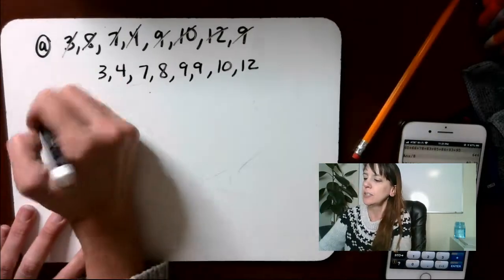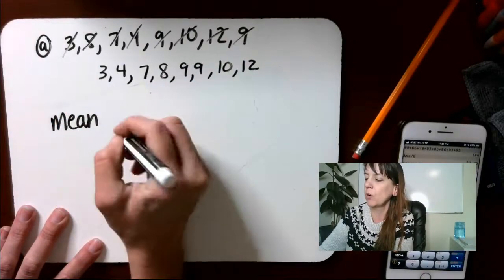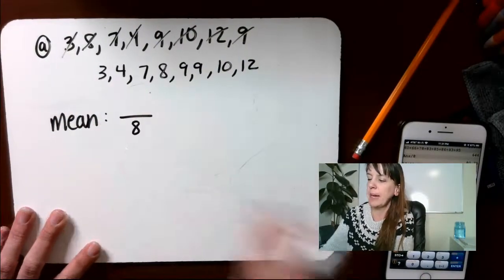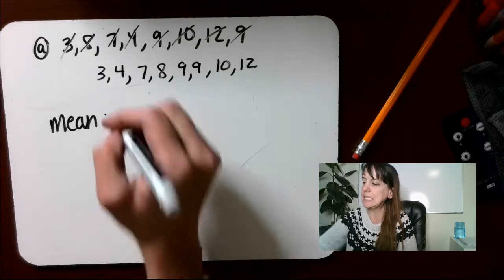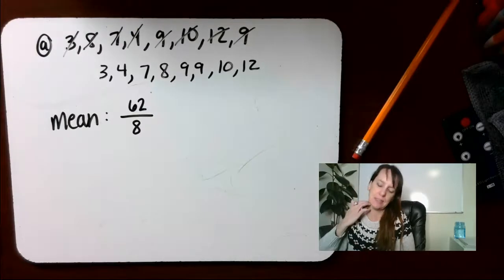All right, so to find the mean, we're going to add those all up and divide by 8, right? So 3 plus 4 plus 7 plus 8 plus 9 plus 9 plus 10 plus 12 gives me 62 divided by 8. Divide that by 8, we end up with 7.75.